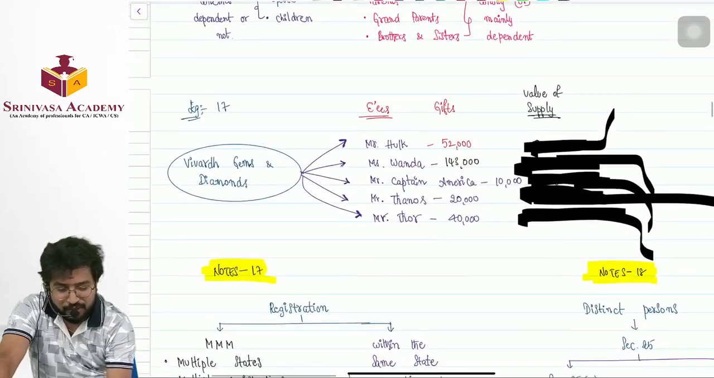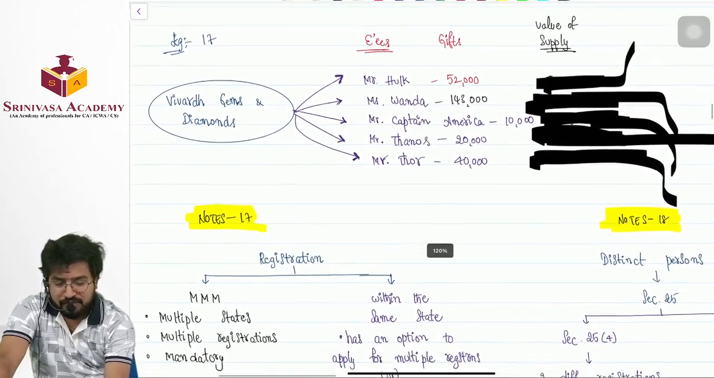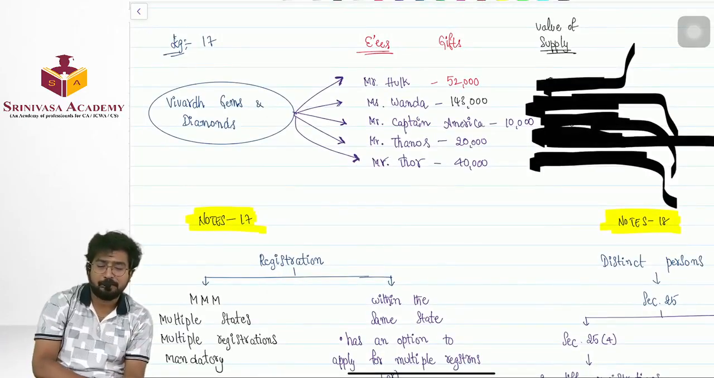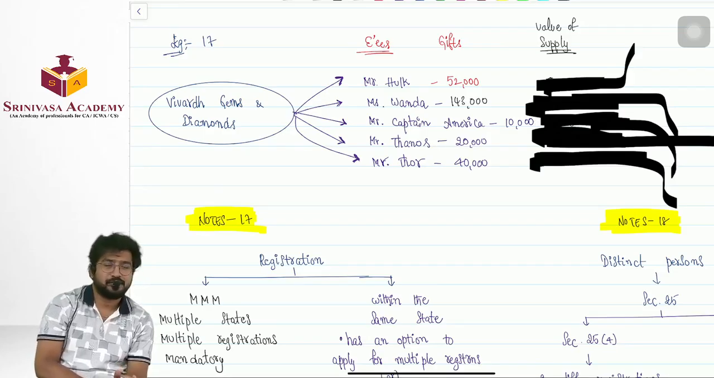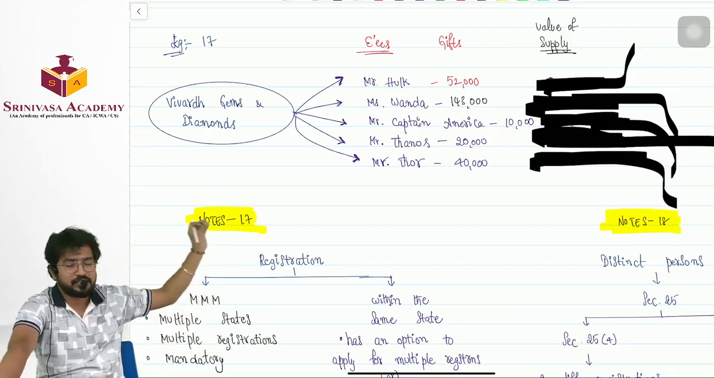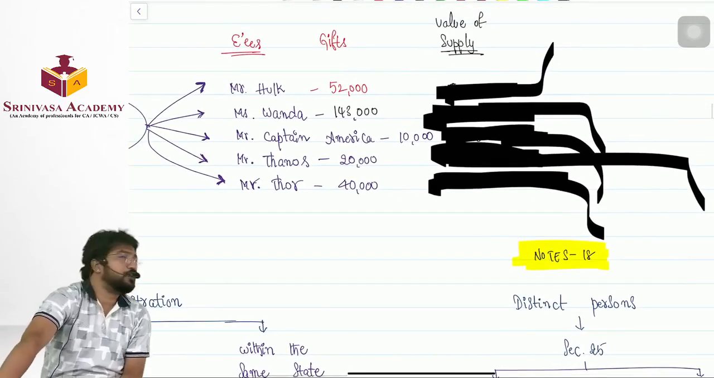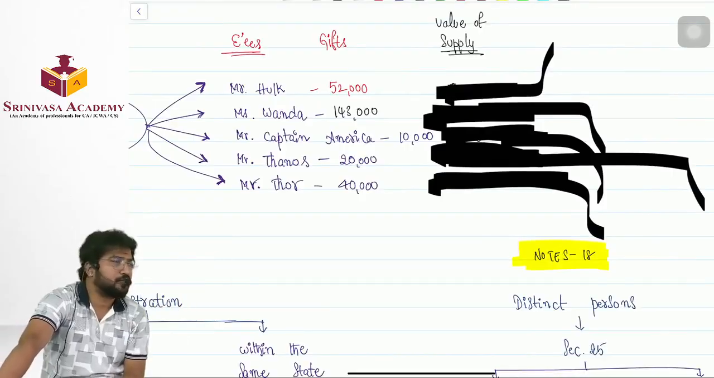Okay, right. Look at this example. We are running a business in gems and diamonds, and I have employees: Mr. Hulk, Miss Wanda, Mr. Captain America, Mr. Thanos, Mr. Thor. These are the staff. The gifts I gave to them: to Mr. Hulk, I gave gifts worth 52,000 aggregate value in that financial year. Now, what is the value of supply? 2,000 or 52,000?